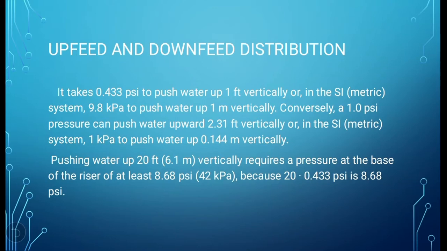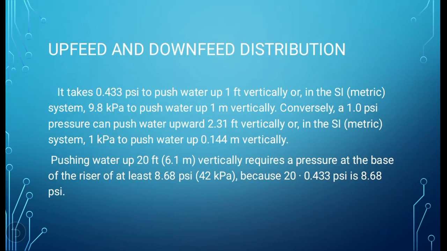It takes 0.433 psi to push water up 1 foot vertically, or in the SI metric system, 9.8 kilopascals to push water up 1 meter vertically. Conversely, a 1.0 psi pressure can push water upward 2.31 feet vertically, or in the SI metric system, 1 kilopascal to push water up 0.144 meter vertically. This concept is further discussed later in this chapter by my other groupmates.